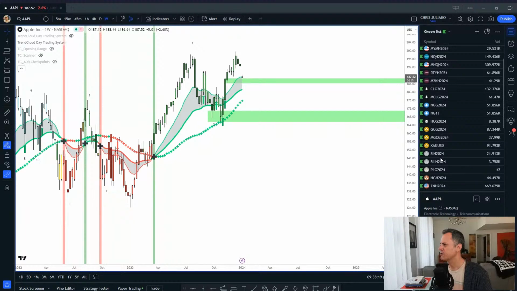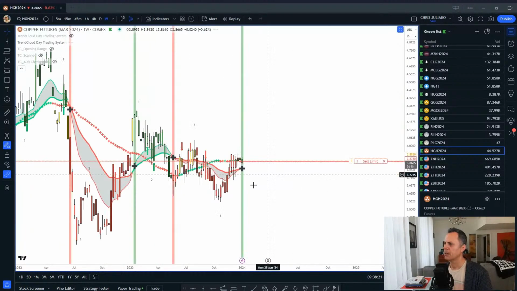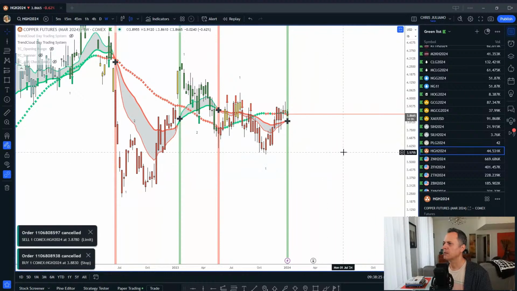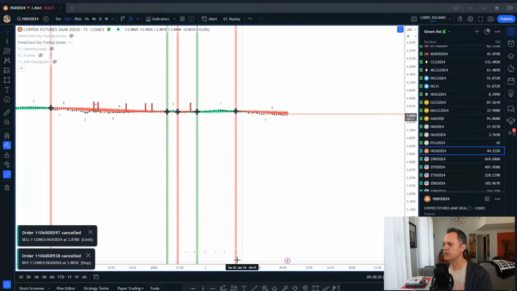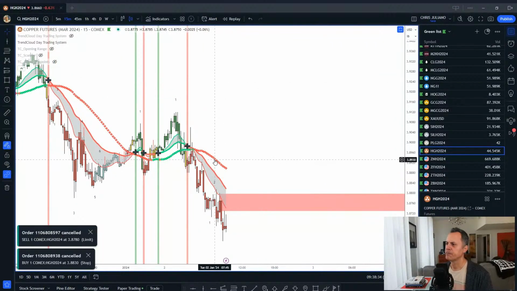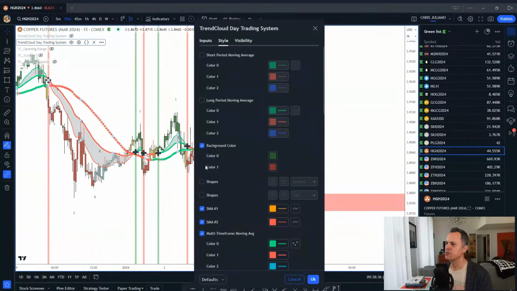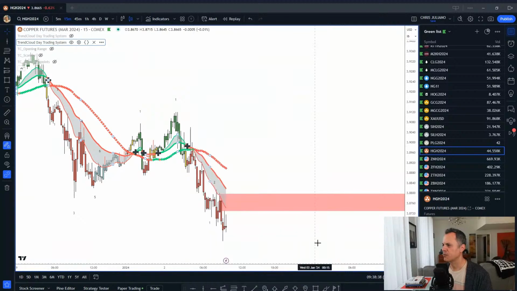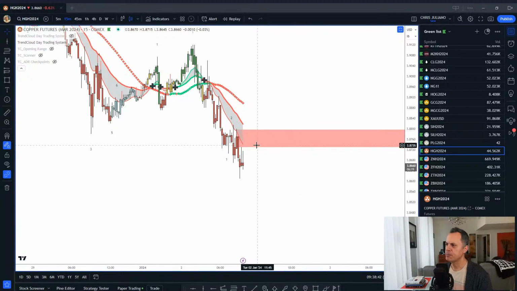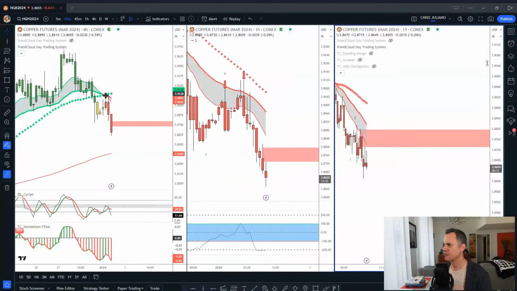So let's get back over to copper. Get back to the 15-minute chart here. Okay. What do we do with copper? Can we make some money on copper? Well, it never pulled back, right? This is a very strong downtrend. This is a very strong downtrend here.